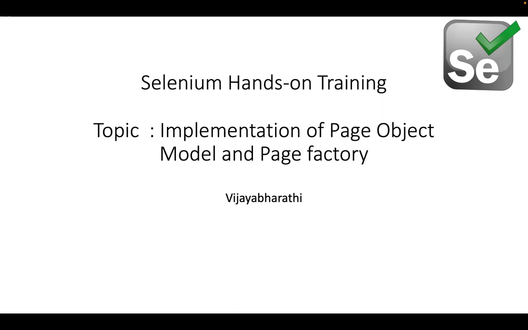But on a large scale, there might be a website with hundreds of pages, and every page will have more than 10 web elements. So in total, there will be more than thousands of web elements to handle n number of test cases. So there should be a design pattern which will be very helpful and can easily handle the web elements. So for that, we are going to quickly learn about what is page object model and page factory and how we can implement it in our Selenium project.